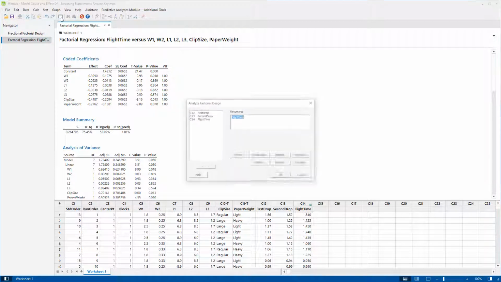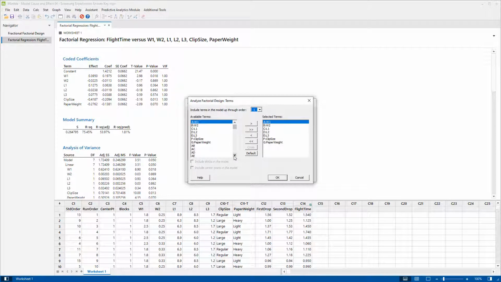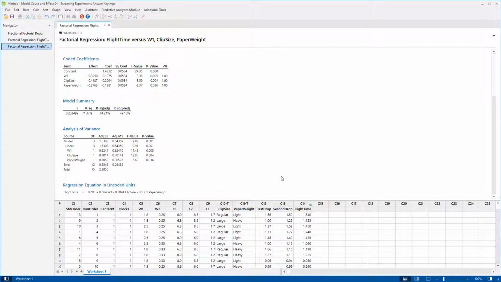So in Minitab, I can click this icon to edit the last dialog box. And when I do, I'm going to go back to this dialog box. I'm going to click Terms, and I want to keep W1. I want to get rid of W2, L1, L2, and L3, because these had very large p-values. And I want to run the analysis again with just these three values. So when I do this, I get another analysis, and now I see that these three factors, in fact, do have low p-values.